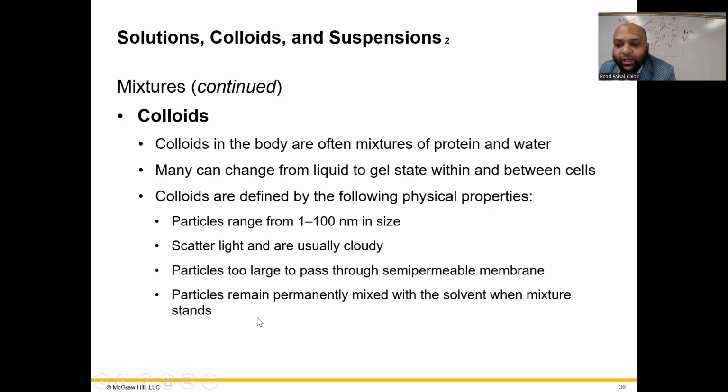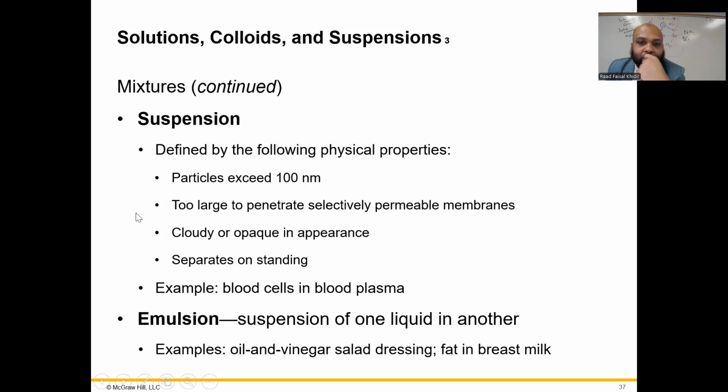Colloids are defined by the following physical properties. These are particles that range from 1 to 100 nanometers in size. They scatter light and are usually cloudy. The particles are too large to pass through the semi-permeable membrane, and the particles remain permanently mixed with the solvent when the mixture stands. Now let's look at a suspension.